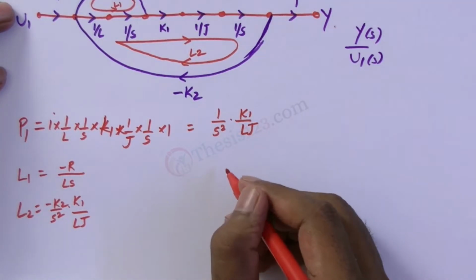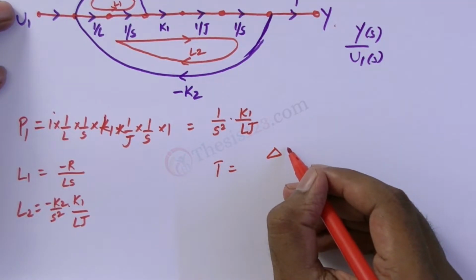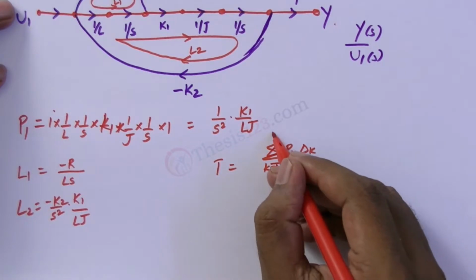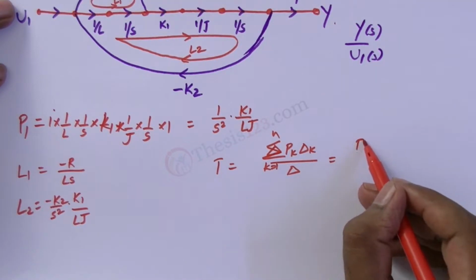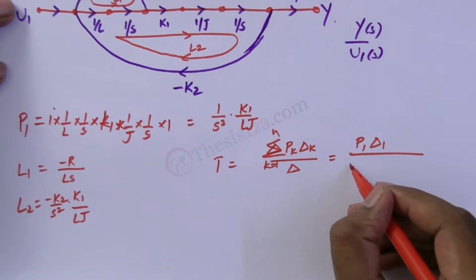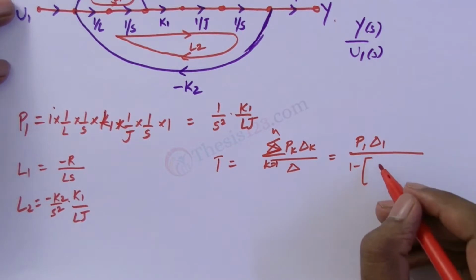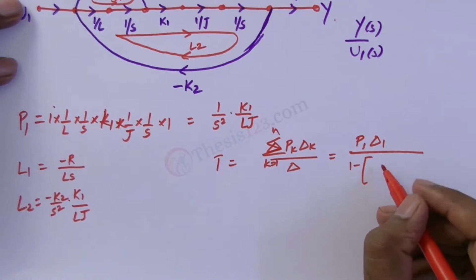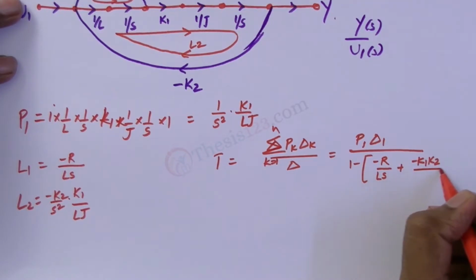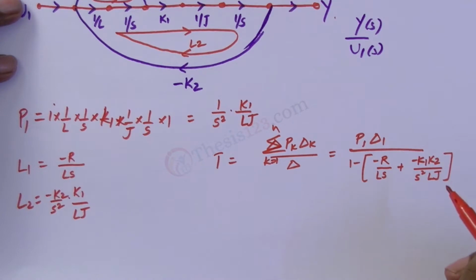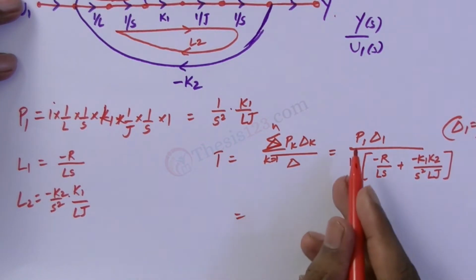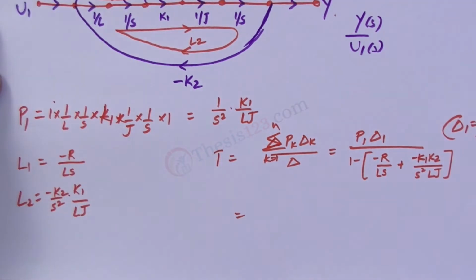According to Mason's gain formula, the transfer function is given by the sum over k from 1 to n of P_k into delta_k, divided by delta. Here, because only one forward path is there, it is P1 into delta 1. Delta is given by 1 minus the sum of loop gains L1 plus L2, which is minus R by Ls plus minus K1 K2 by s square LJ. Delta 1 is equal to 1 in this case. And the forward path P1 is given by this equation.